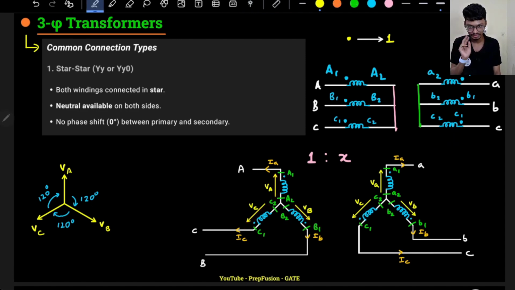VA, VB, VC. So if I write here, this is plus, this is minus, right? Instantaneous polarity. This is plus, this is minus. So phase voltages will never go out of sense. Phase voltages will always be the same.